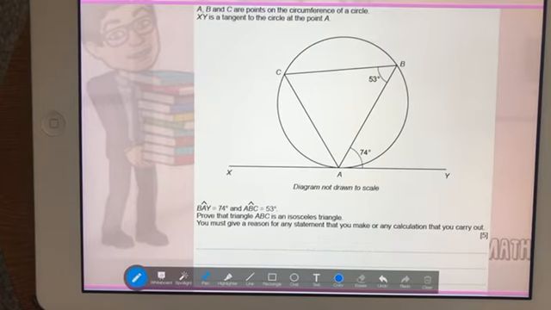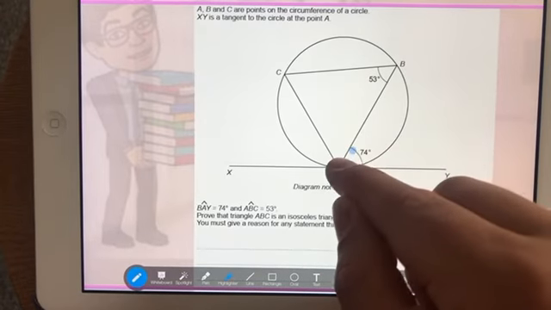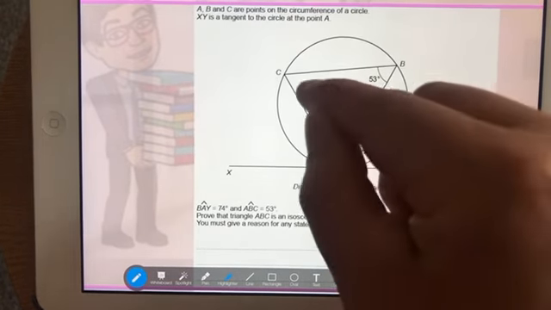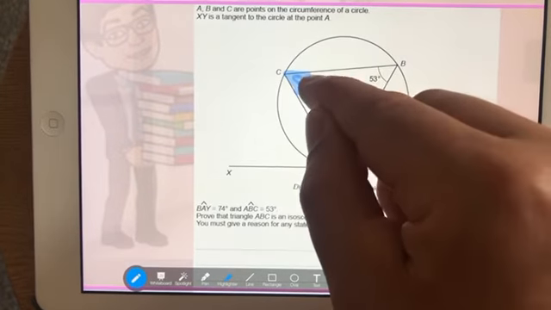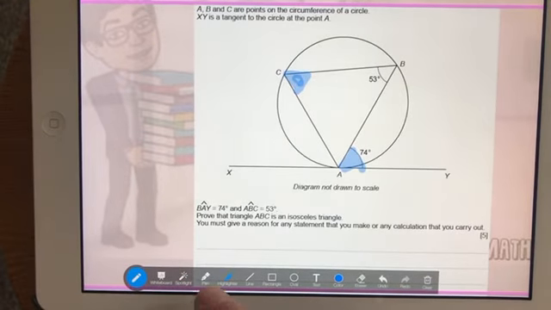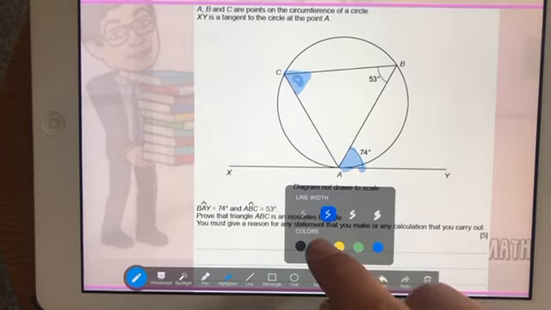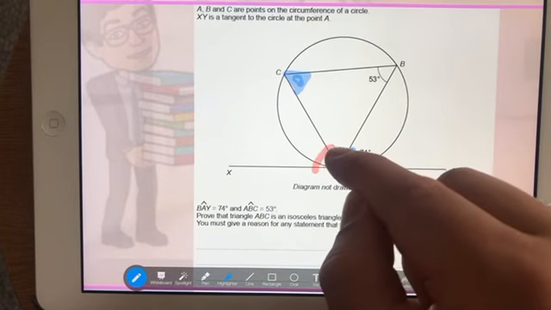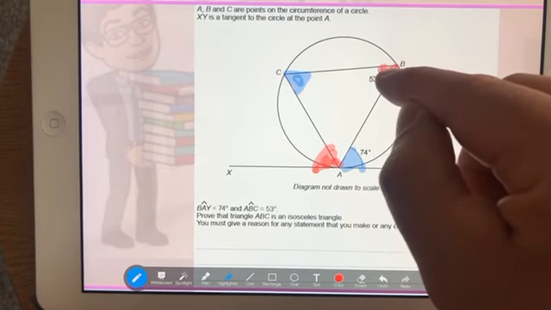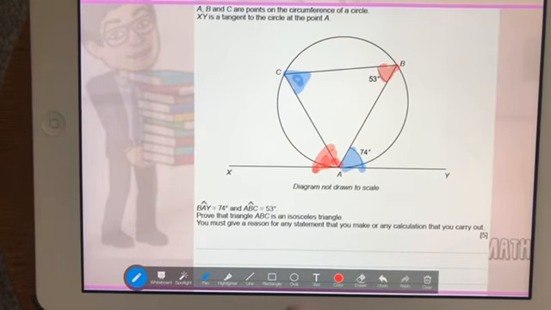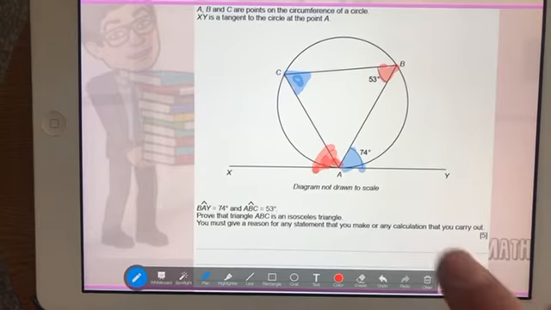Right then, guys, so very quickly going to go through this one, okay? I'm going to take my highlighter first just to show you alternate segment theorem comes into play again on this one. This one by there is the same as this one by here. Okay, and if I change the color now to a red, this one by here is the same as this one by here. So we can see that alternate segment theorem, the way it works.